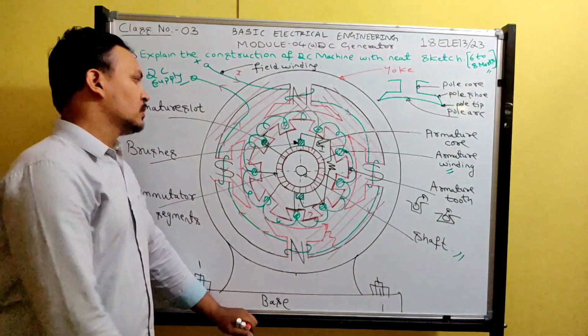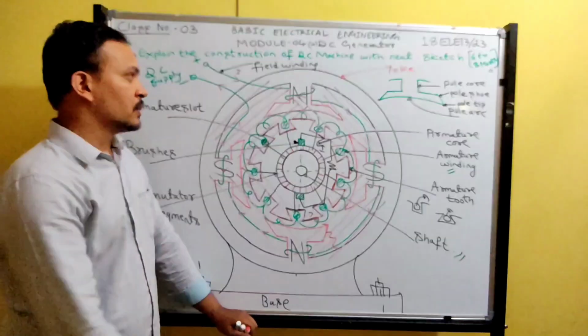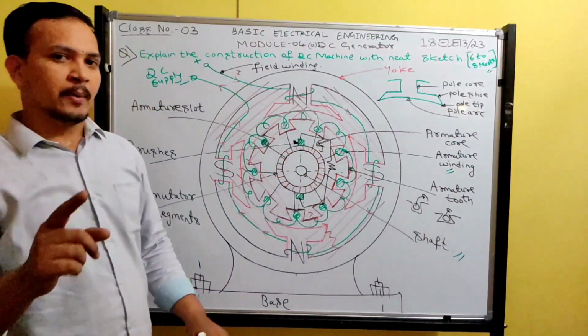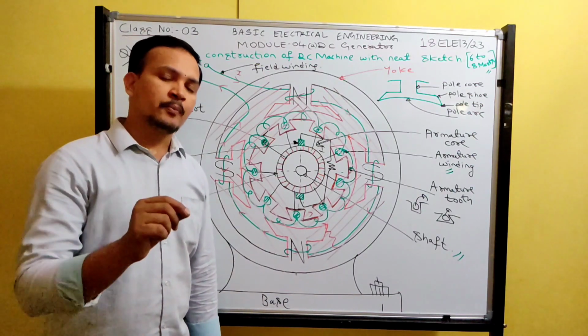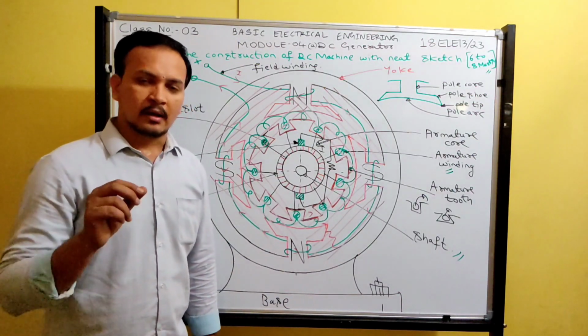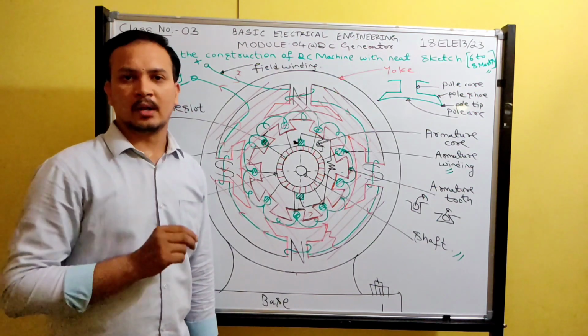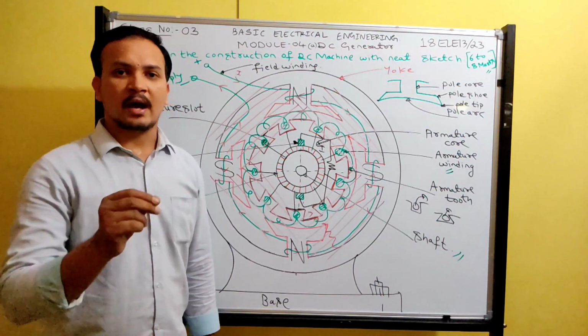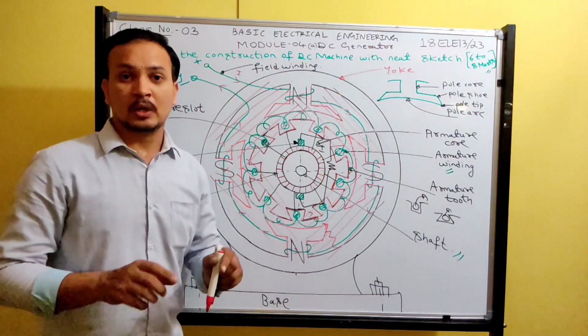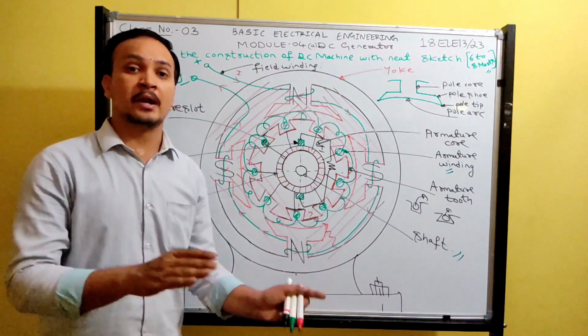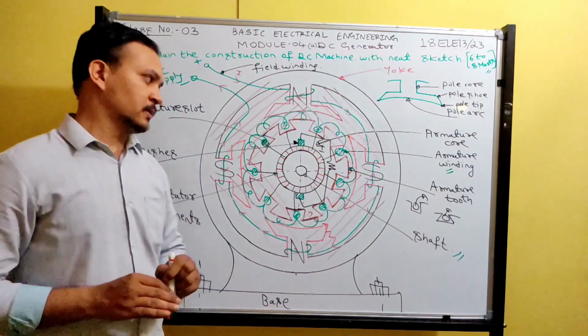Understood? So which material is used? See, field windings are made up of conducting material, and we use copper or aluminum. 99% we use copper because it is malleable and ductile. We can bend the copper according to our requirement. It won't lose its tensile strength compared to an aluminum conductor.